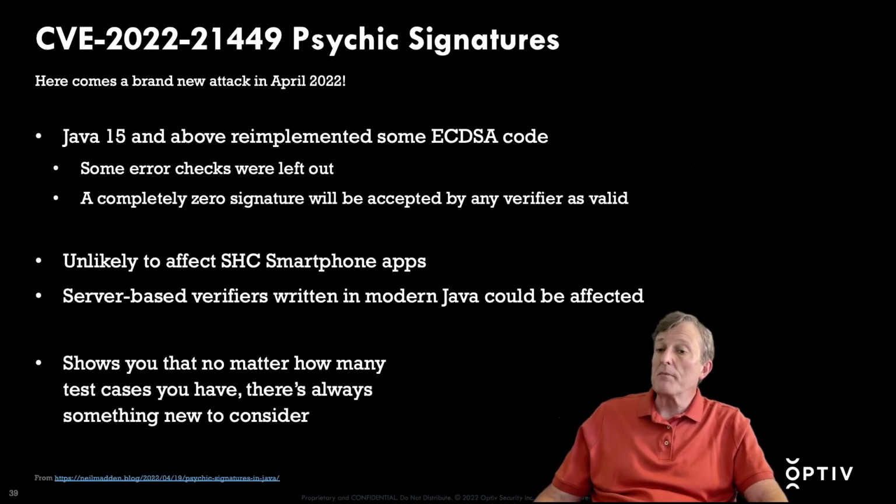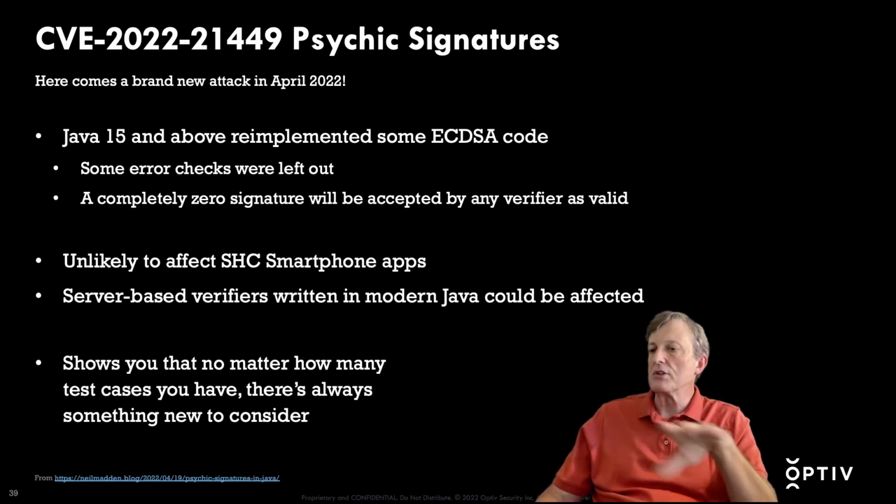And here's a problem that came up just a couple months ago. Psychic signatures, brand new CVE. See, it's a 2022 CVE. It was a bug in Java 15 and above where they re-implemented the ECDSA code and they forgot some of the error checks. And one of the error checks is, what if the signature was all zeros? Essentially, if the signature is all zeros, it's not valid.